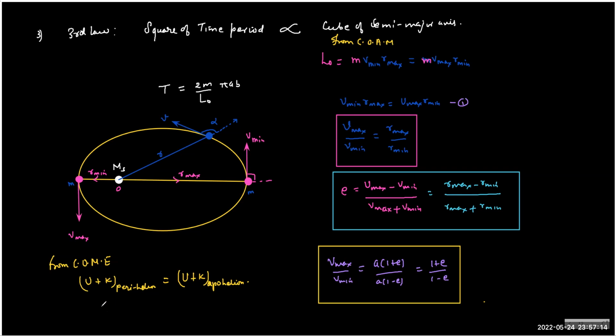Anyway, coming back. So if I write the U and K at very here and upper, it's very easy to write the answer. So what you can write? Potential is very simple: minus G, mass of sun, mass of planet upon perihelion, which is R minimum, right? And the kinetic will be half M V maximum.